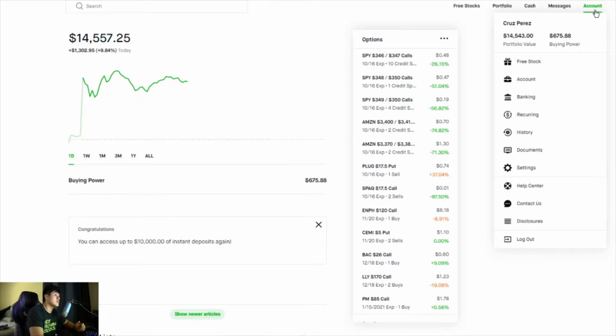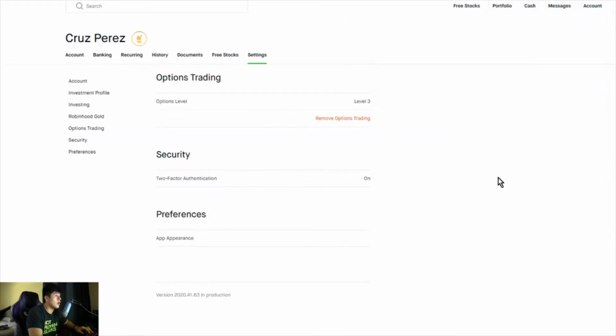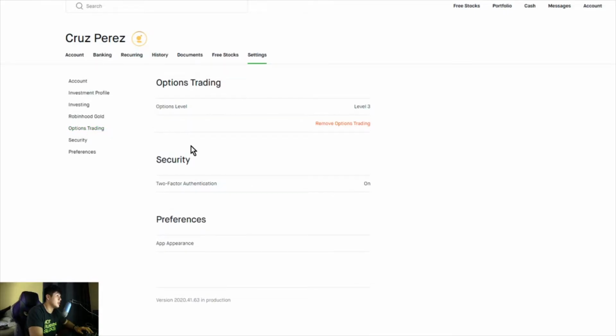So in order to do this, first you do have to have it enabled. You have to go into account right over here or in your phone, wherever you're doing it at. Once you have that, you go into settings right over here and you go to options trading. You have to have it enabled. Now if you only have level 1 or level 2, you're going to have spreads. I can go more into detail later, but to have spreads you're going to need level 3.